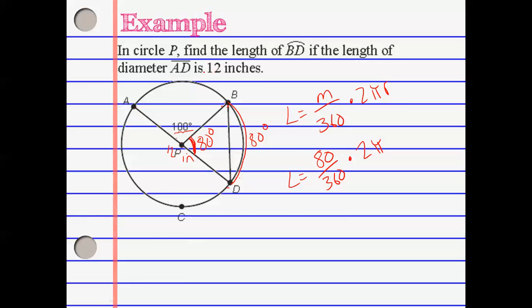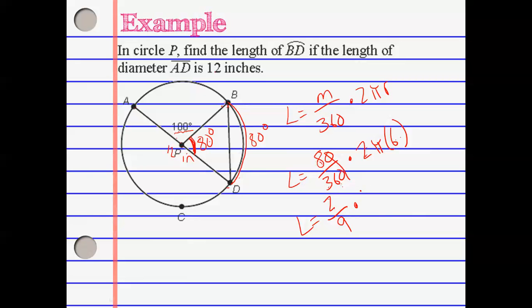And then here it tells us the diameter is 12 inches, so we want to put the radius in of 6. Now what we want to do is reduce down as much as we can here. If we take 80 over 360, our zeros can cross out. So 8 and 36 will both be divisible by 4. 8 divided by 4 is 2, and 36 divided by 4 is 9. So we have 2 over 9 times 2 times pi times 6.